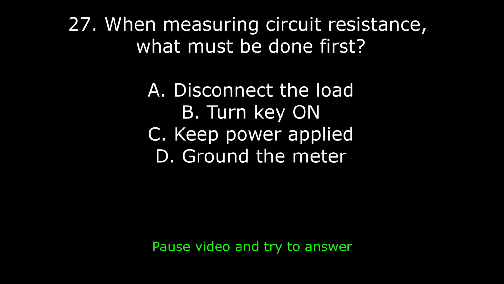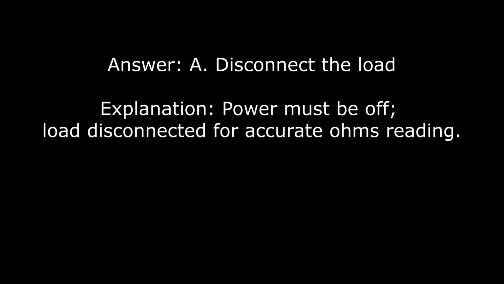27. When measuring circuit resistance, what must be done first? A, disconnect the load. B, turn key on. C, keep power applied. D, ground the meter. Answer is A, disconnect the load. Explanation: power must be off. Load disconnected for accurate ohms reading.